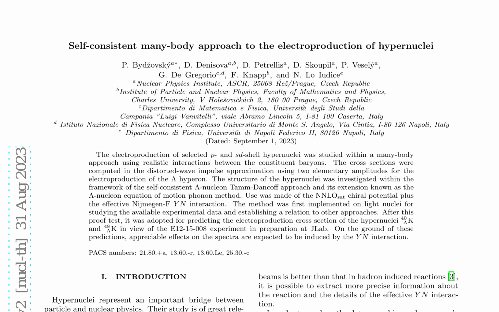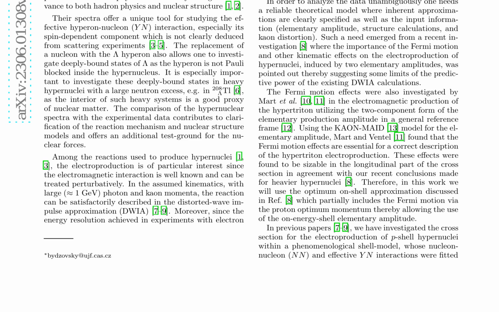The study presented in this paper focuses on the electroproduction of selected p and sd shell hypernuclei, using realistic interactions between constituent baryons. It employs a many-body approach involving complex nuclear excitations, with a self-consistent microscopic framework that combines the Tamm-Dancoff (TD) and equation of motion phonon method (EMPM) for hypernuclei. This approach utilizes an effective YN interaction plus the chiral NNLOsat plus NNN potential to generate a Hartree-Fock single-particle basis for lambda and nucleons. The residual Hamiltonian is then diagonalized in the particle-hole basis.